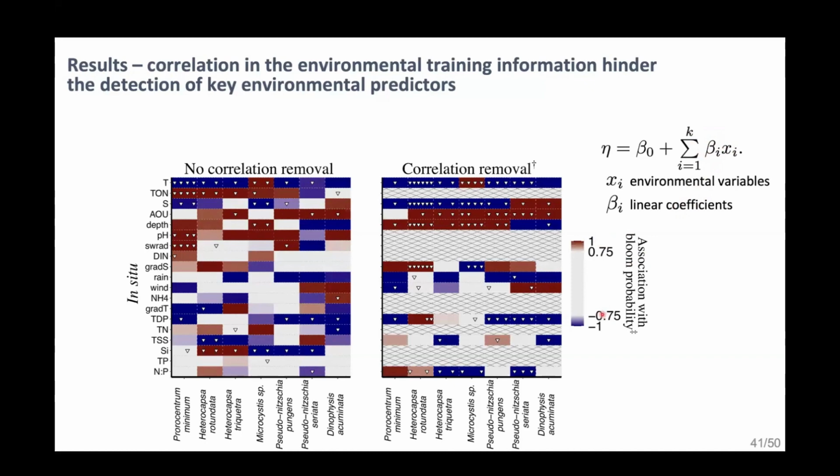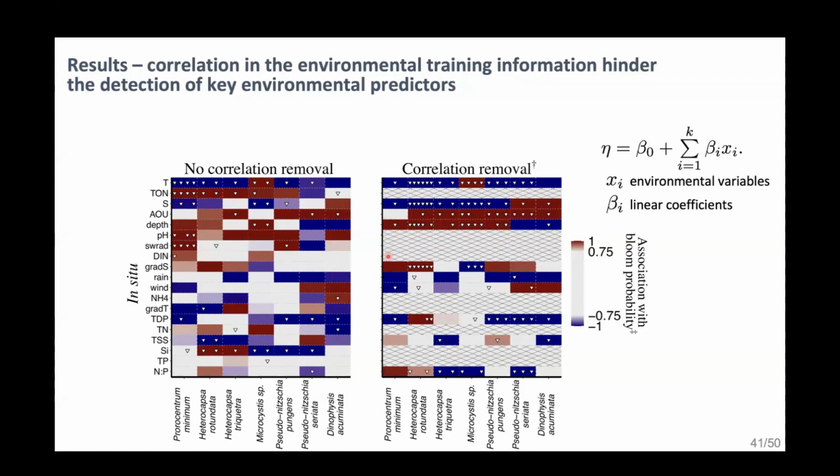So that's how we computed the association. Okay, let's go back to the results. The left figure shows you the associations without removing correlations in the training data, so we just used all the environmental variables. Whereas in the second plot on the right, we removed correlations, and the variables that were removed are indicated by the crossed out rows. So we removed total organic nitrogen, pH, solar radiance, and so on.